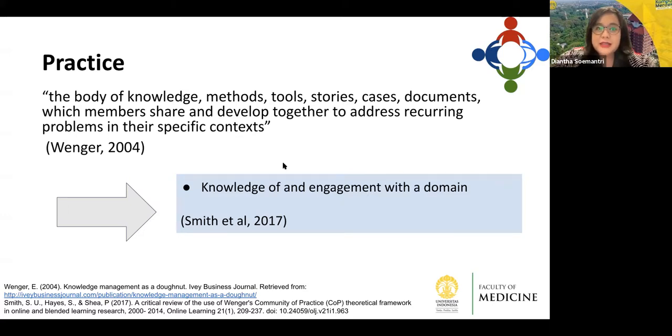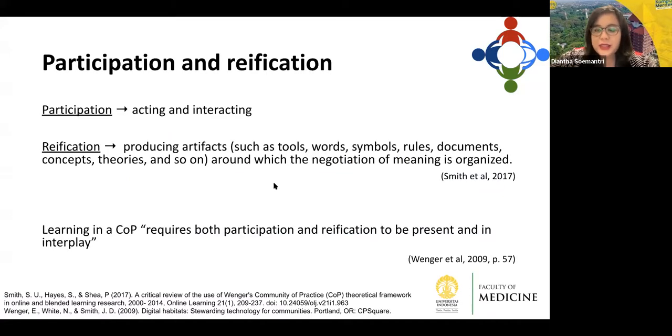But apparently, that's not the only thing that's important. Aside from the three elements, there are a number of attributes defining a community of practice. The first is participation and reification, in which members of the community should interact, should work on something, should discuss something. They cannot be a member who just listens to one person telling them to do things. So it's not about one senior who will tell the juniors what to do. That's not a community of practice because there's no participation.